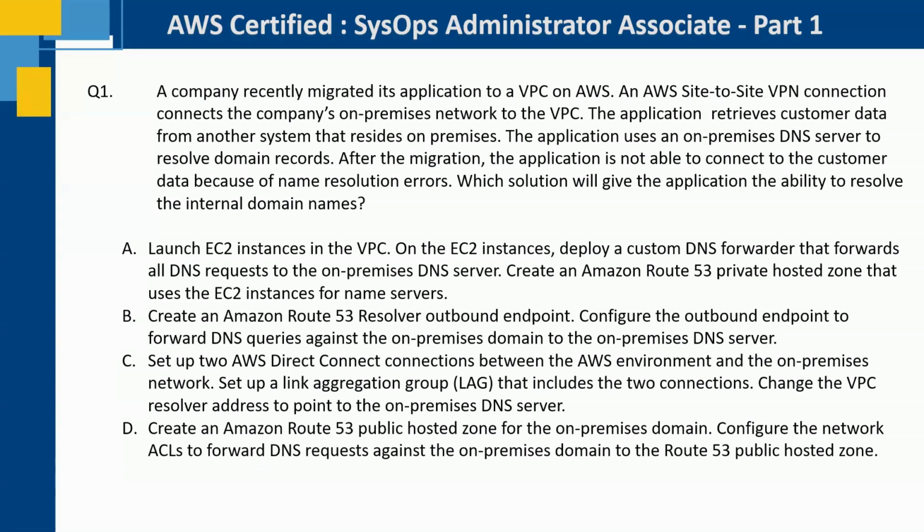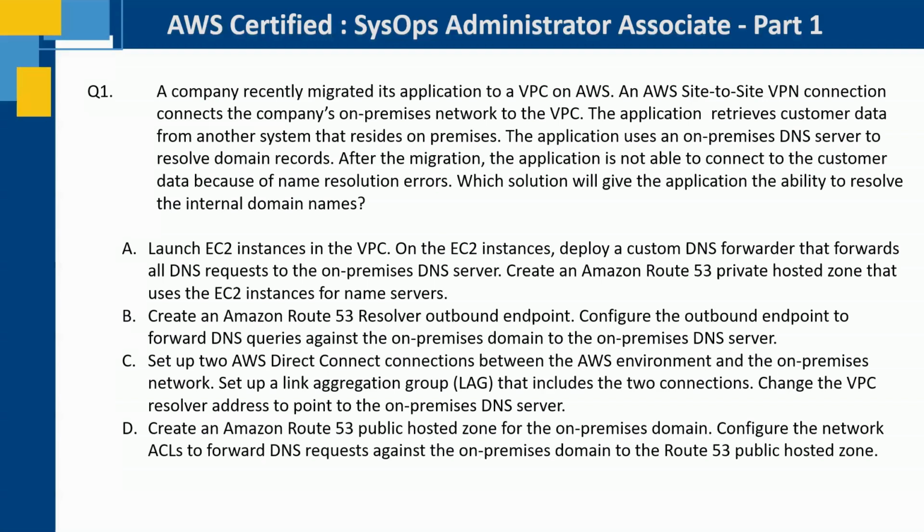A company recently migrated its application to a VPC on AWS. An AWS site-to-site VPN connection connects the company's on-premise network to the VPC. The application retrieves customer data from another system that resides on-premise. The application uses an on-premise DNS server to resolve domain records. After the migration, the application is not able to connect to the customer data because of name resolution errors. Which solution will give the application the ability to resolve the internal domain names?